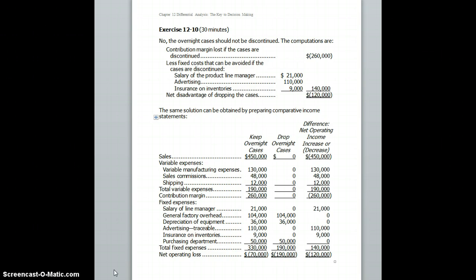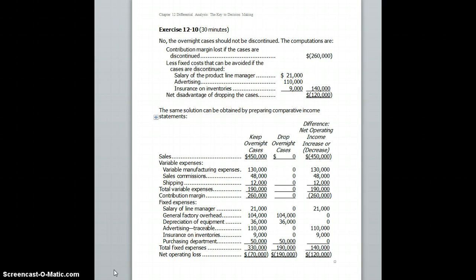Top of 561 tells us that discontinuing the overnight cases would not affect the company's sales of its other product lines, its total general factory overhead, or its total purchasing department expenses. We're asked to come up with a recommendation as to whether the company should discontinue the manufacture and sale of overnight cases, and support our answer with appropriate computations.